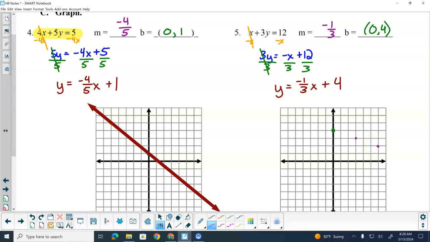If I didn't want to go down 1 and right 3 on this one, what was my other 2 choices? What's the opposite of down? Up. So up 1, what's the opposite of right? Left 3. So up 1, left 3. Okay. Then we draw our line.